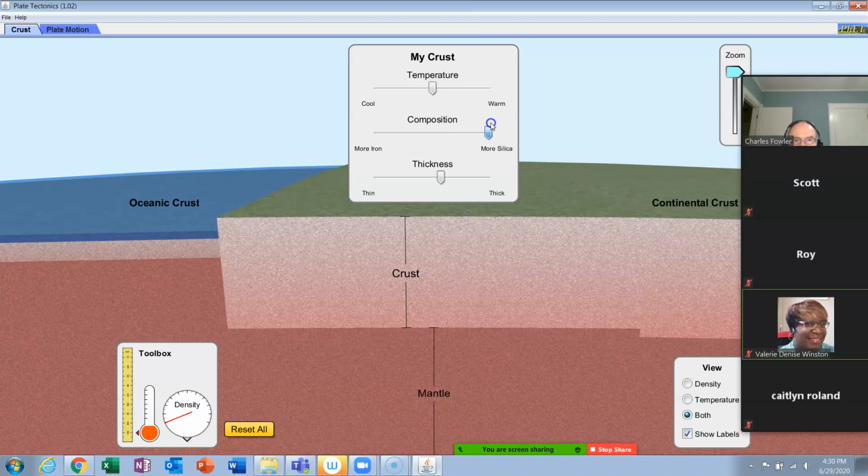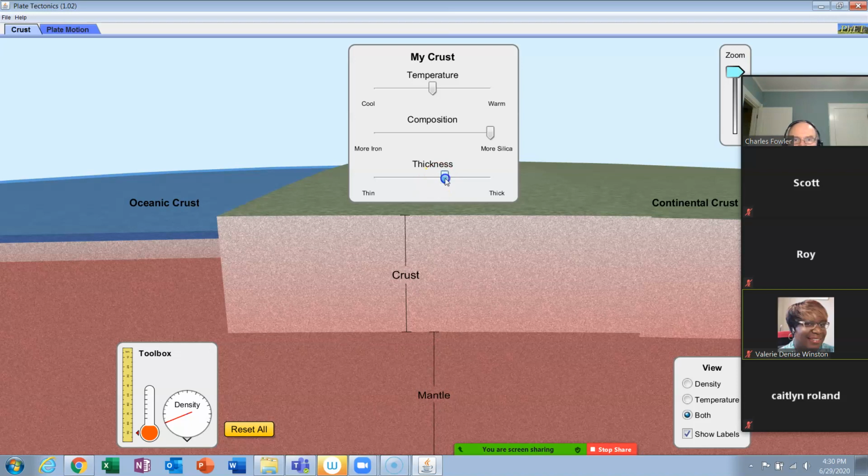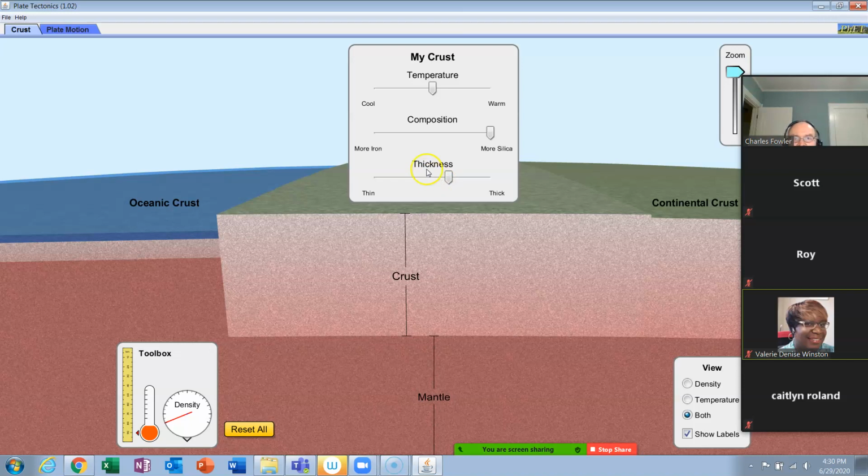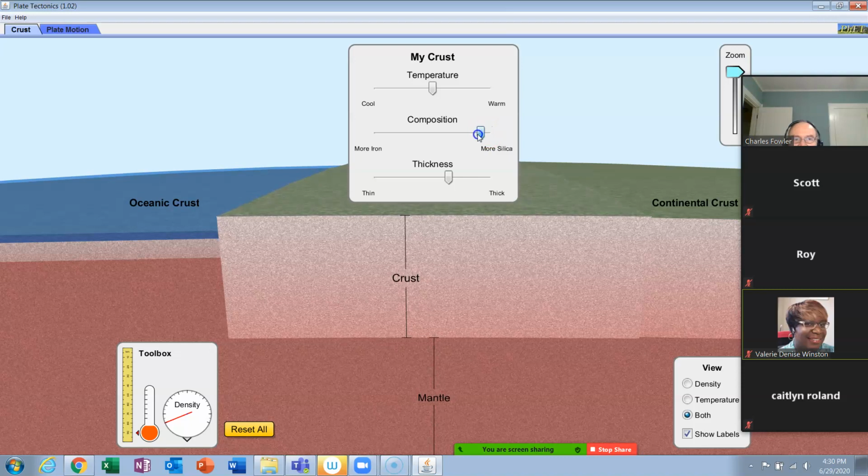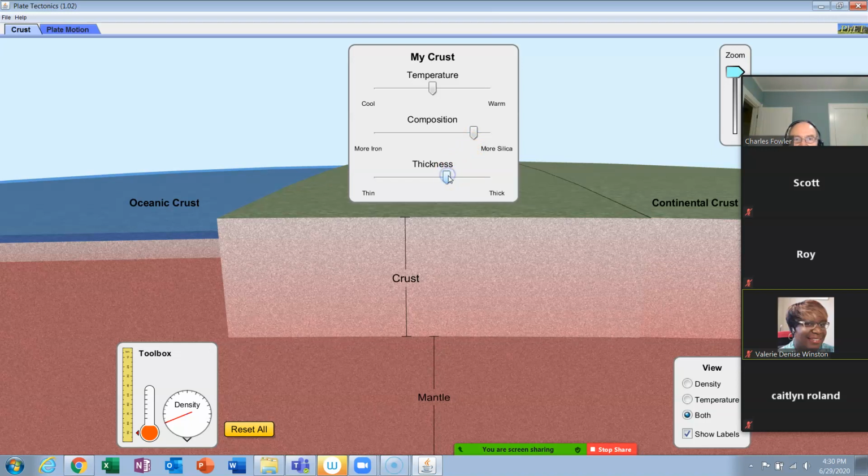Okay, there. But now I'm not at the bottom, so I'm going to increase the thickness ever so slightly, and there. Oops, I might need to cut off the silica a little bit. Okay, and decrease the thickness just a tad. Okay, that's pretty close, isn't it? Okay, that I think I have continental crust here.